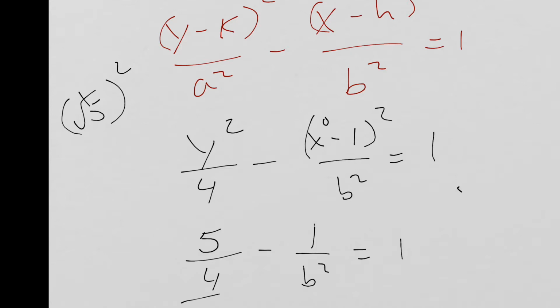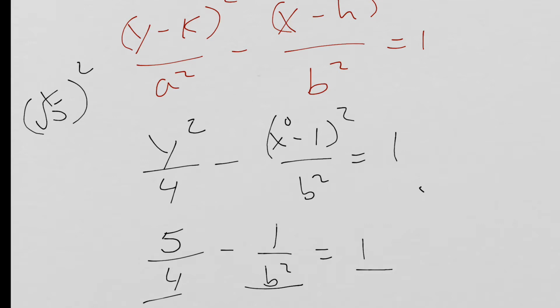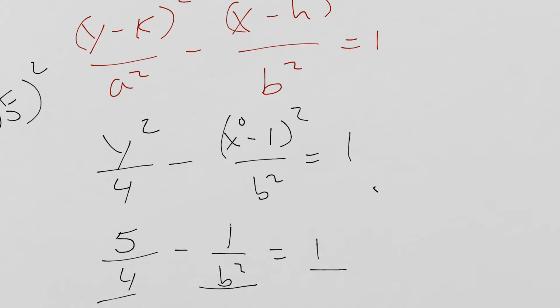5/4 minus something, right? Minus something equals 1. Well, the only way to get 1 when you subtract from 5/4 is if you subtract 1/4, right? So let me put it over here. 5/4 minus 1/4 is 1. So b squared must equal 4. If you didn't understand that, there's other ways to solve this.